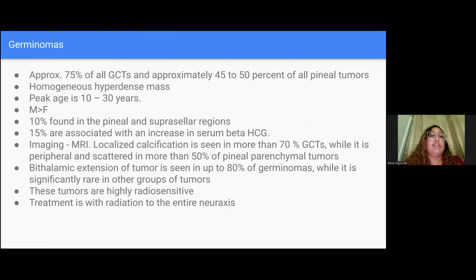The modality of choice for imaging is MRI. And MRI would show localized calcification in about 70% of germ cell tumors, while it is peripheral and scattered in more than 50% of pineal parenchymal tumors. There could also be bithalamic extension of the tumor, seen in up to 80% of germinomas, while it is significantly rare in other groups of tumors. These tumors are highly radiosensitive, and treatment is with radiation to the entire neuroaxis.